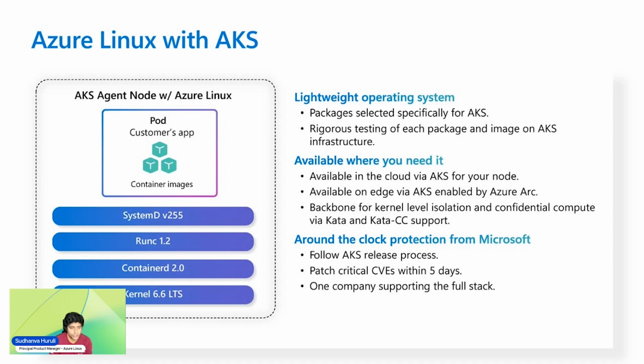Furthermore, Azure Linux is where we're innovating in areas such as kernel-level isolation and confidential computing, because that is where we're offering pod sandboxing and confidential pods. As I mentioned on the previous slide, the same around-the-clock protection applies to our AKS offering. So we follow AKS's release process. Every time AKS does a new VHD release, they'll pick up the latest versions of the Azure Linux packages. The 5-day critical CVE still holds. And one of the benefits that customers have bragged about is having one company supporting the entire stack, from the operating system all the way to the Kubernetes service.